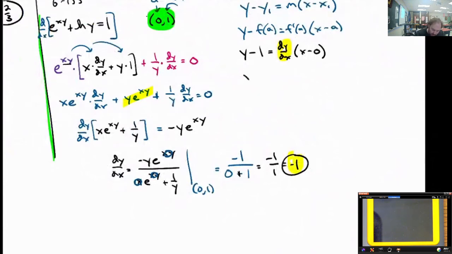And so what we got is y minus 1 equals negative 1 times x. And that is it. Y minus 1 equals negative x. And you could even move that 1 over. Negative x plus 1 is the correct answer to the question.